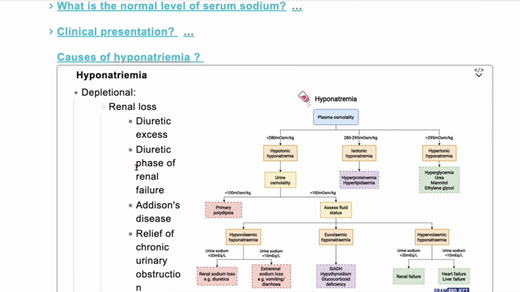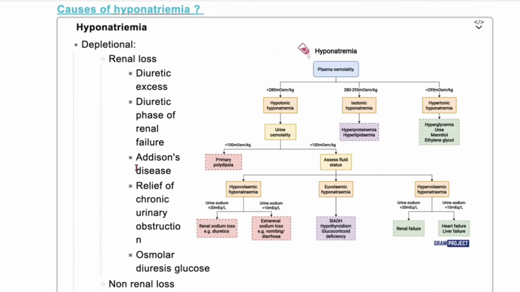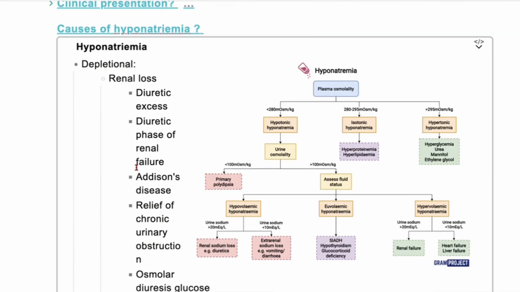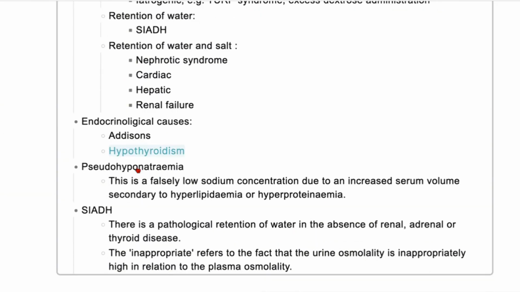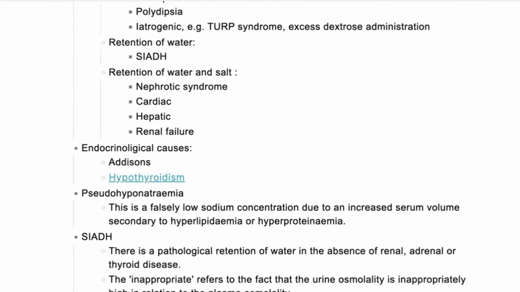I think I would choose one classification and I would use it for the exam. And to be honest, not just for the exam, in real practice as well. The one that I like is depletional and dilutional, because with depletional, you're talking about hypovolemic, and dilutional is hypervolemic, and then euvolemic, things like SIADH, right?